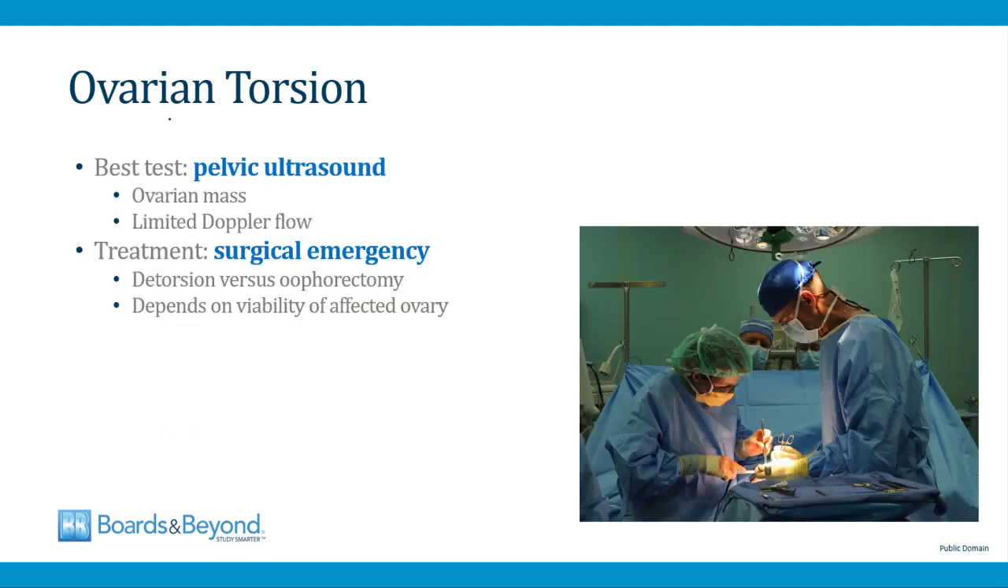In a woman with suspected ovarian torsion, the best test is a pelvic ultrasound. This can identify an ovarian mass, and it can also show limited Doppler flow, meaning limited blood flow to the ovary, and so these findings confirm the diagnosis of ovarian torsion.